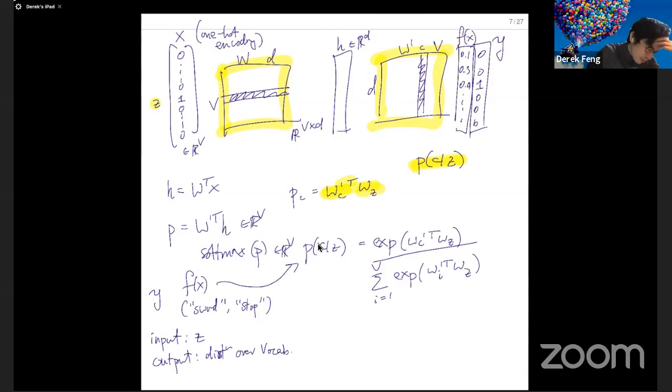The way I use my training data is that I run SGD, and intuitively it's going to increase the weight of this one and decrease the weight of everything else. Because I saw this data, I should expect that this probability should be increasing.